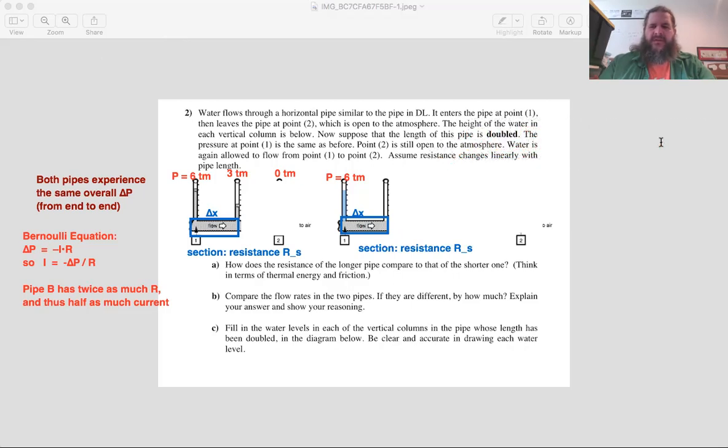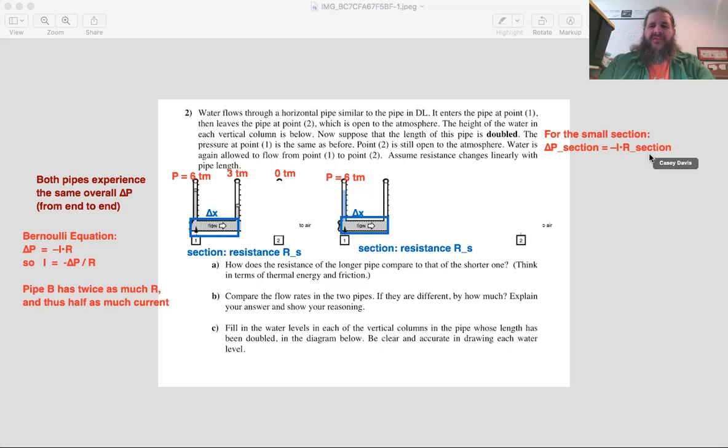So going back to the Bernoulli equation, the delta pressure for just that section, from pressure at the start of that section to pressure at the end of that section, should be negative current times resistance of just that section. These two sections have the same resistance because it's the same length of pipe. But what do we know about the current in this one and the current in that one? The current in B is half as much as A. Right. So going back to the Bernoulli equation, delta pressure in that section of B is going to be negative half as much current times the same resistance.